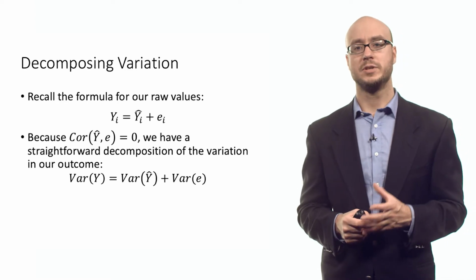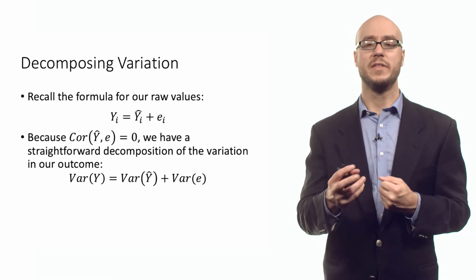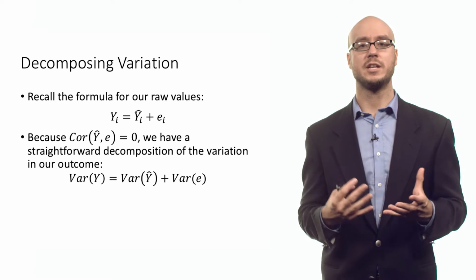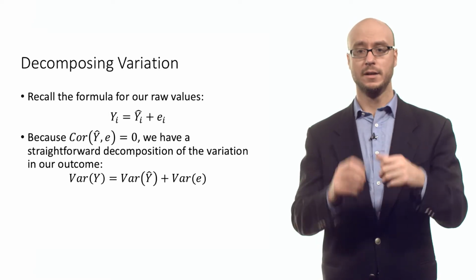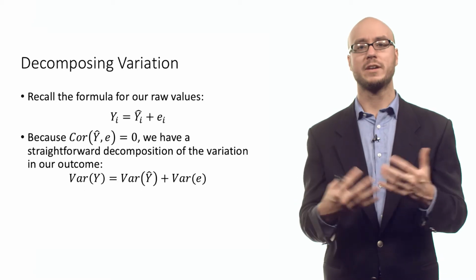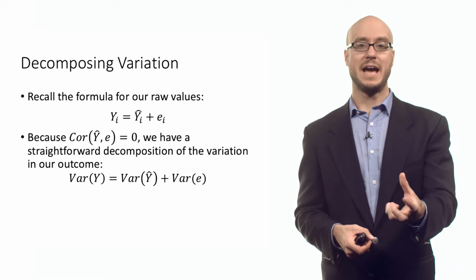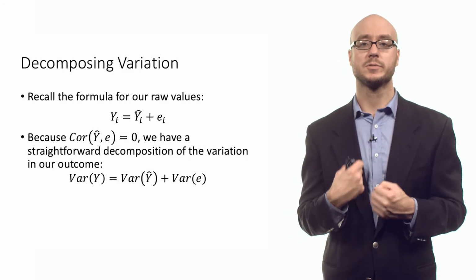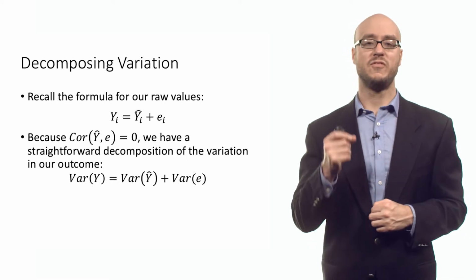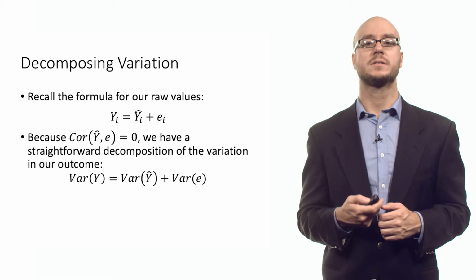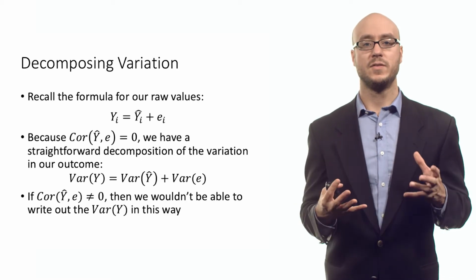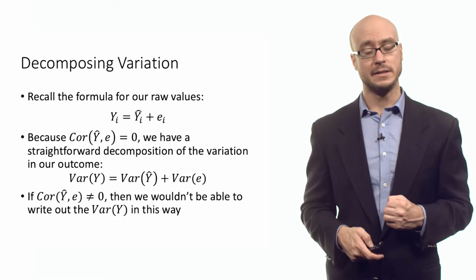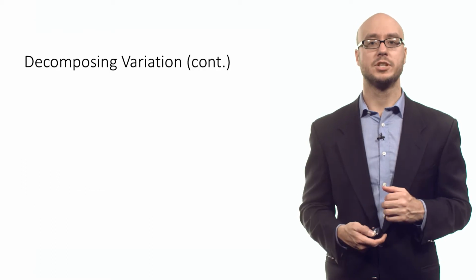Because the correlation between our fitted or predicted values of our outcome and the residuals is zero, because they're not related, we have a very easy way of decomposing the variation in our outcome. And we can say that the variance of y, meaning the total variation of our outcome, can be split up into that variation which is due to the fitted values and that variation which is due to the errors or residuals. To put it another way, the variance of y equals the variance of y hat plus the variance of our errors or residuals. If the correlation between the y-hats and the residuals weren't zero, then we wouldn't be able to make this very clean distinction and this nice decomposition.